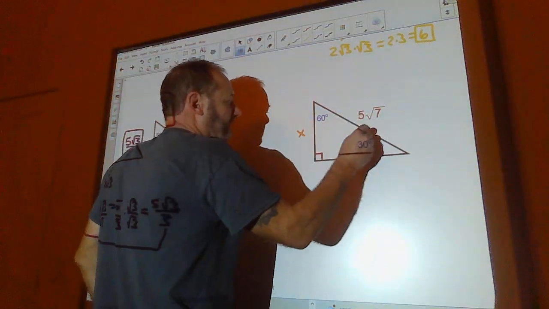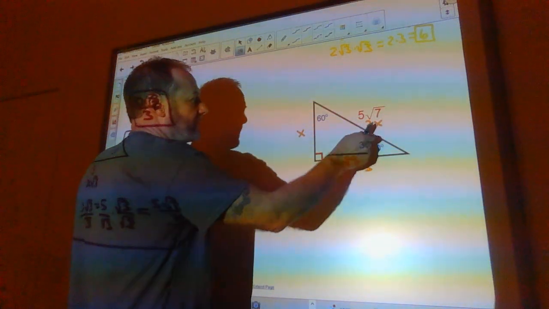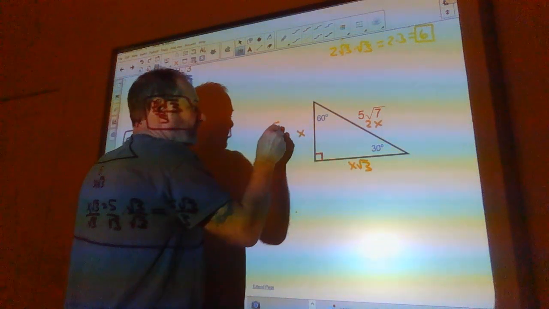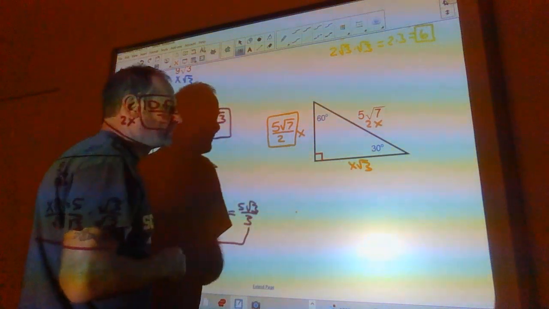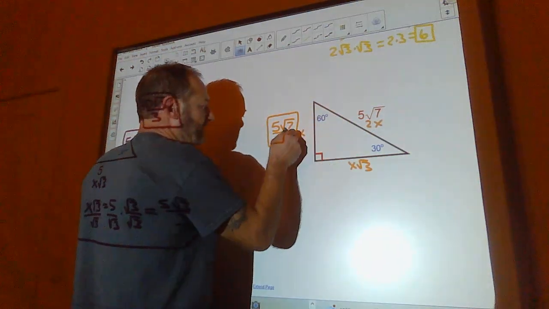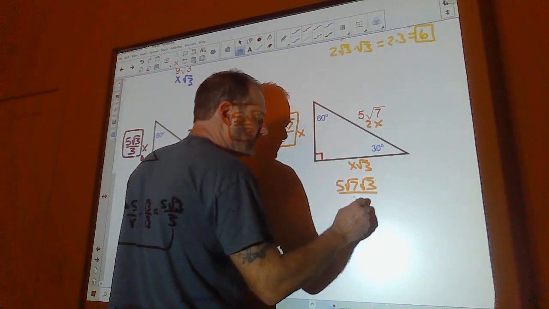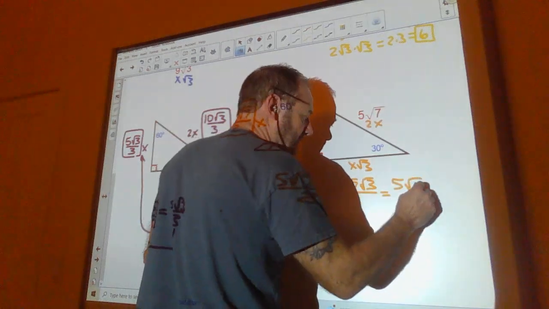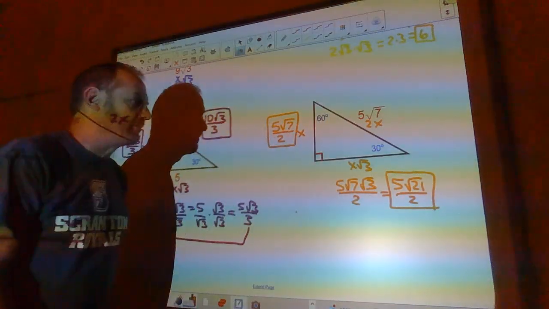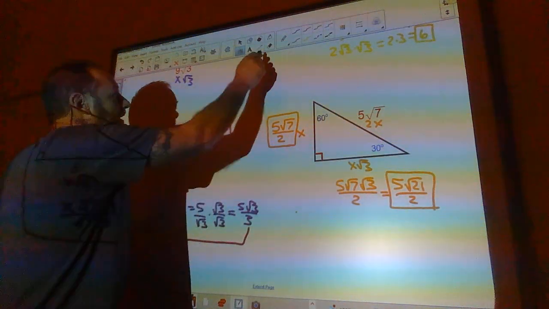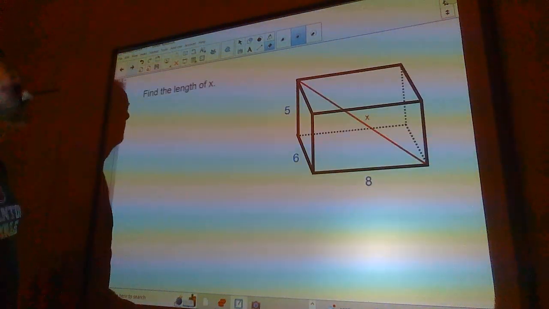Now remember, this is x, this is 2x, and this is x square root of 3. So this is going to be, take this divided by 2, so this is going to be 5 square root of 7 over 2, which I can't really simplify, so I'm done with that side. And this is going to take this times the square root of 3, so 5 square root of 7 square root of 3 over 2 is just going to be 5 square root of 21 over 2. And I can't really simplify that because there's no perfect squares that go into 21. And so I'm done. Hopefully you got all those.